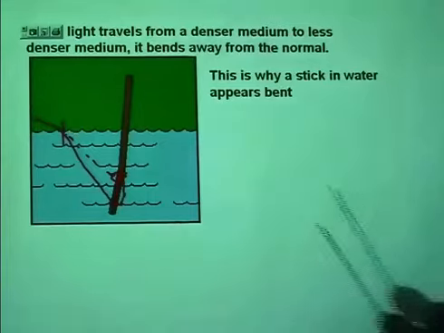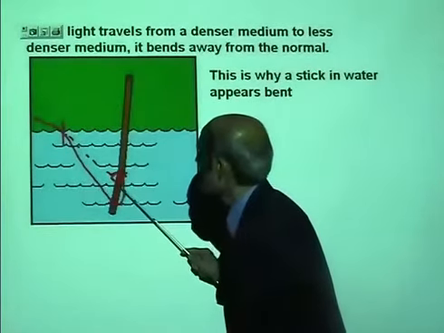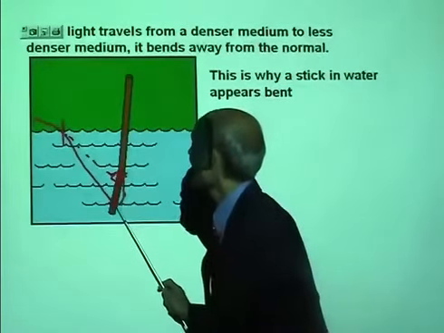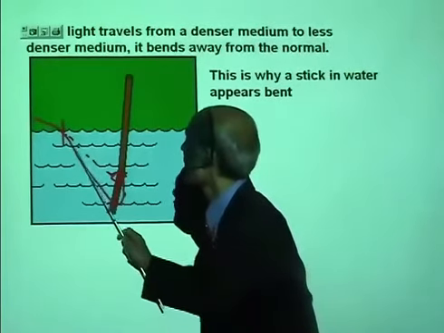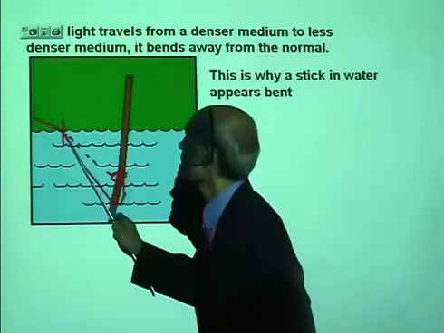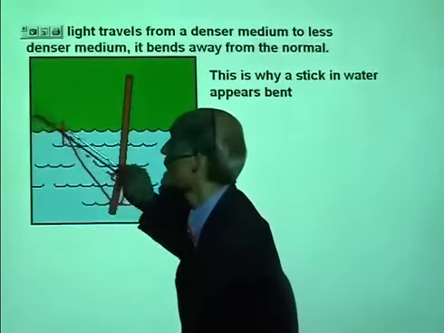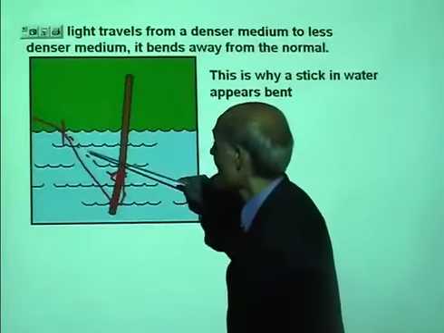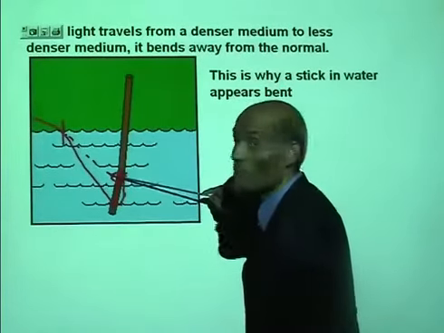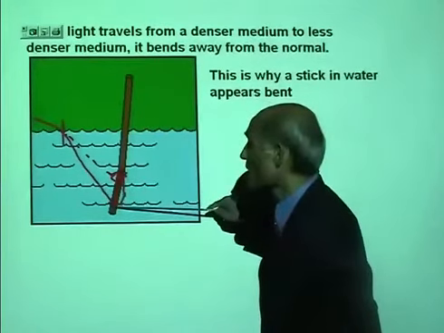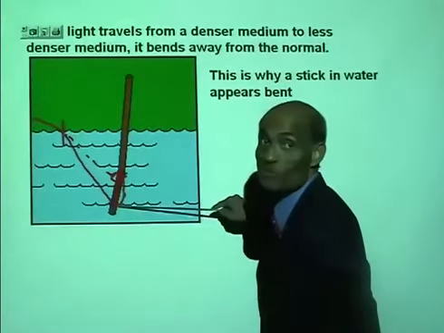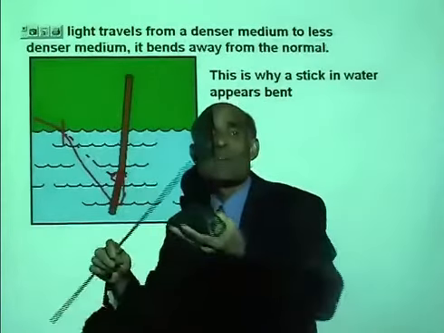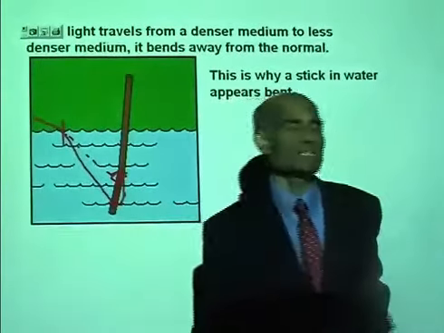So the reason why the stick appears bent when it is put inside water is that light coming from the stick, when it enters from water into air, bends away from the normal. When you look from here, that light ray will appear to be coming from here. That means the end of the stick, instead of being where it actually is, you will see slightly raised up. And that way you see the stick bent.